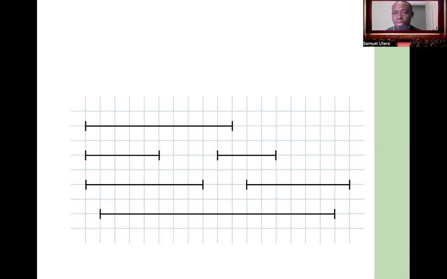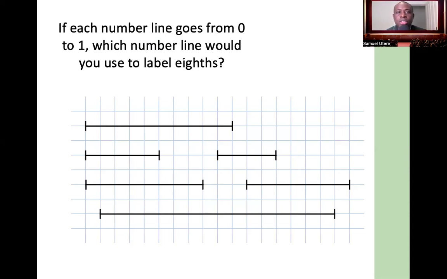Okay, let's look at our last example. Now, I really want you to pay close attention. So imagine that you're given these number lines, but it's put on a square centimeter grid. All right. And then you're asked, if each number line goes from 0 to 1, which number line would you use to label 8ths? Have a think. Interesting question, isn't it? But if you've been following what we've been learning, you would see that it is not really a difficult problem.